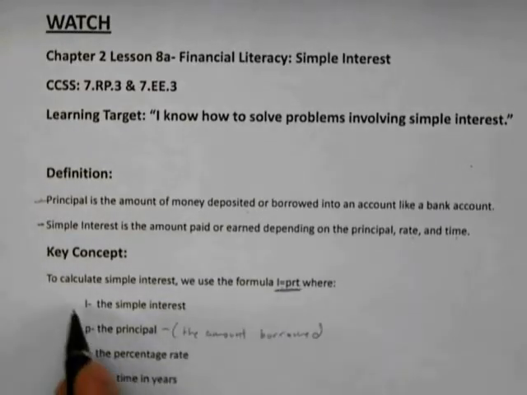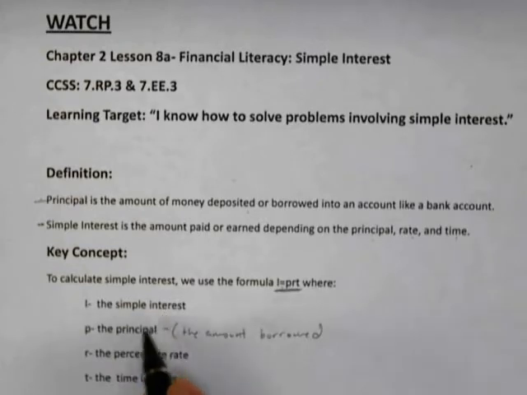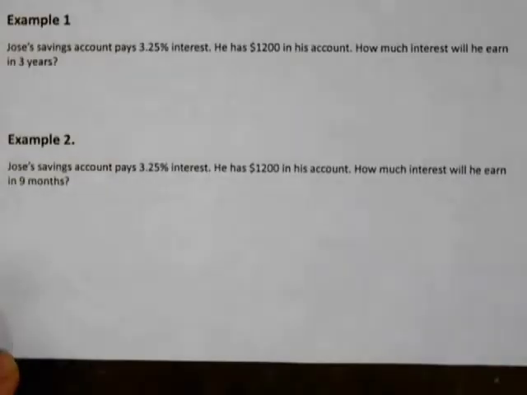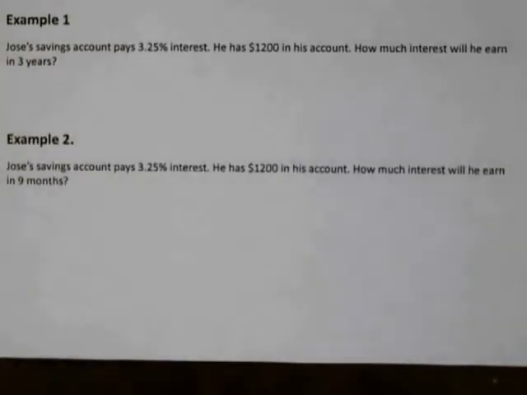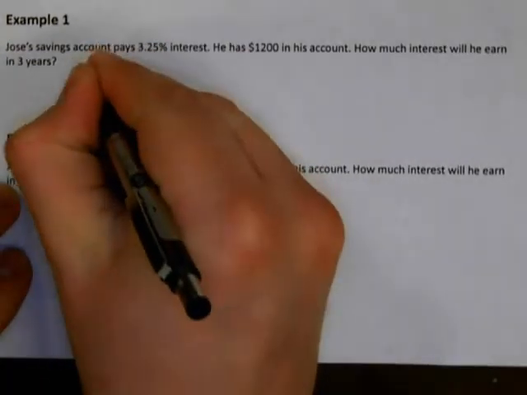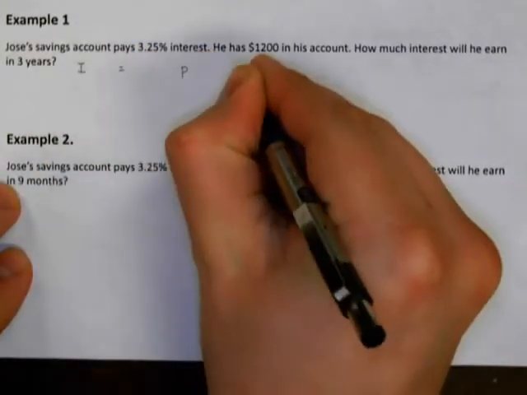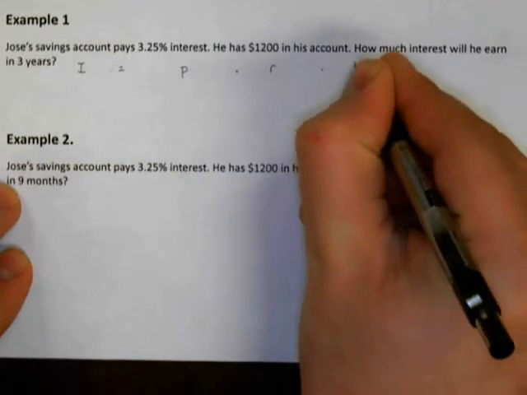Okay, so I is the simple interest. That's the amount in extra that you're either making or losing, depending on if you're borrowing or depositing money. P is the principal. Remember, that's the amount that's borrowed or deposited. R is the percentage rate. And T, this is important, T is the time in years. Okay, the time in years. All right, so to remember, let's do example 1. To calculate simple interest, we use the formula I equals principal times the rate times time.